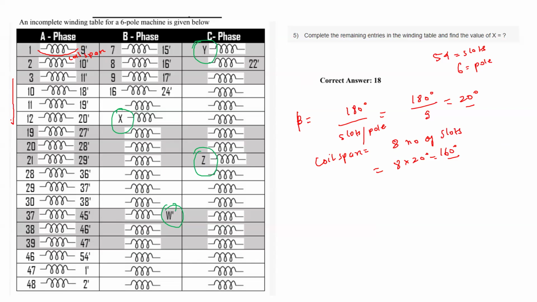So basically, from 1 to 10, okay, from 10 to 19, 19 to 28, 28 to 37, 37 to 46. This is the gap of 180 degrees. Okay. So this is 180 degrees. This is 180 degrees. This is 180 degrees.